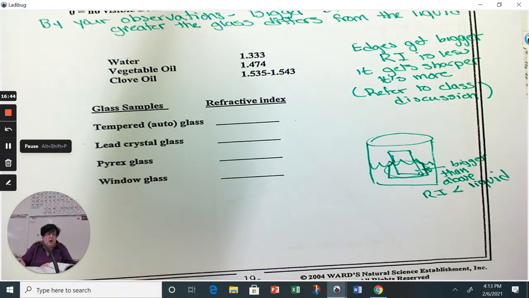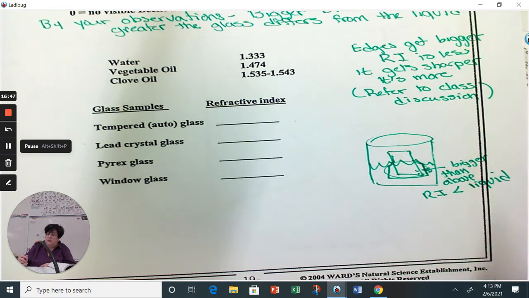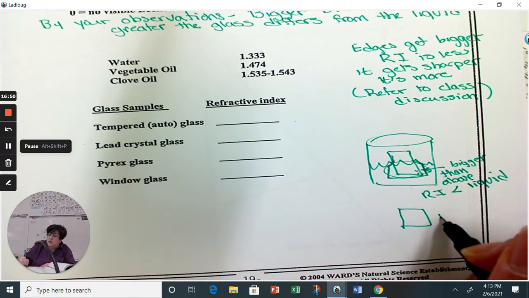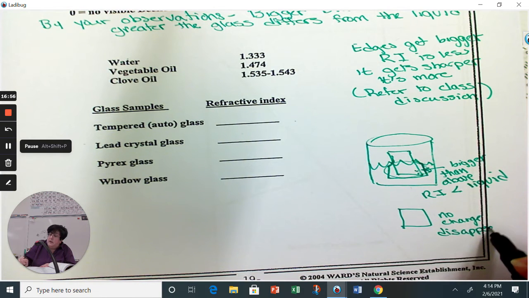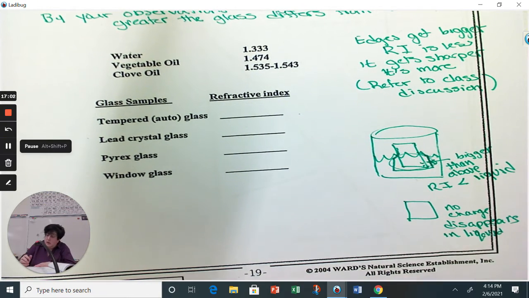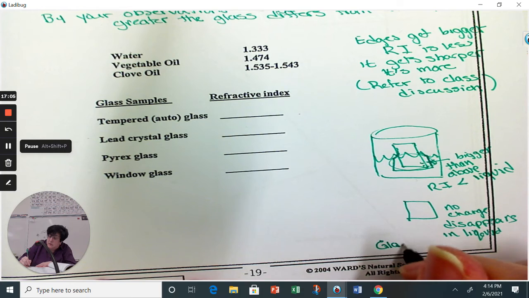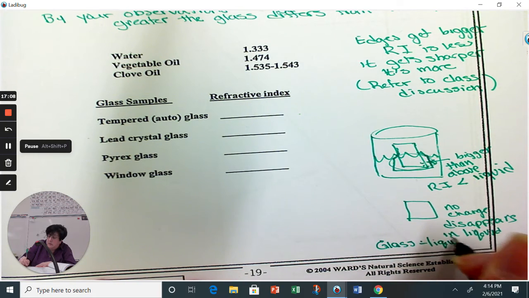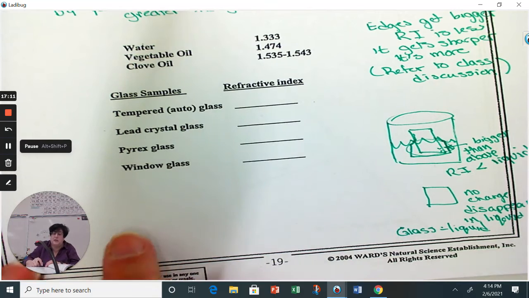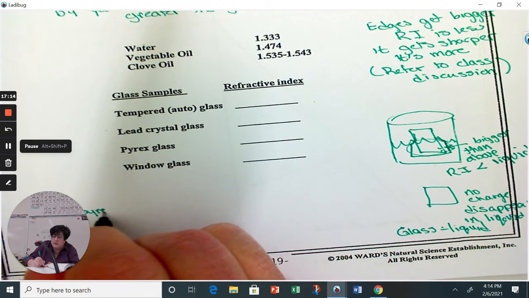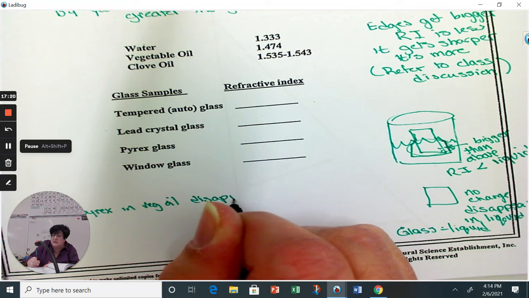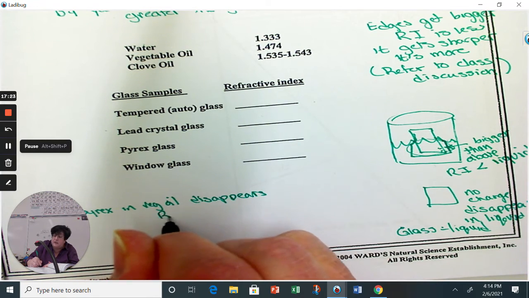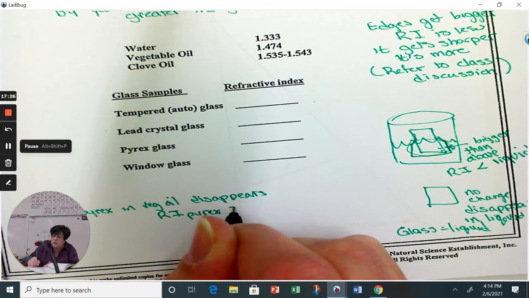Now this is the hard part. Here are the values for the liquid. If it stays the same and there's no change, and actually it disappears in the liquid, it has to disappear in the liquid, then the glass will equal the liquid. All right. So if you go through everything and you say, all right, Pyrex in veggie oil disappears. I can't see it. I can't see the edges. Then the refractive index for Pyrex equals that of oil.